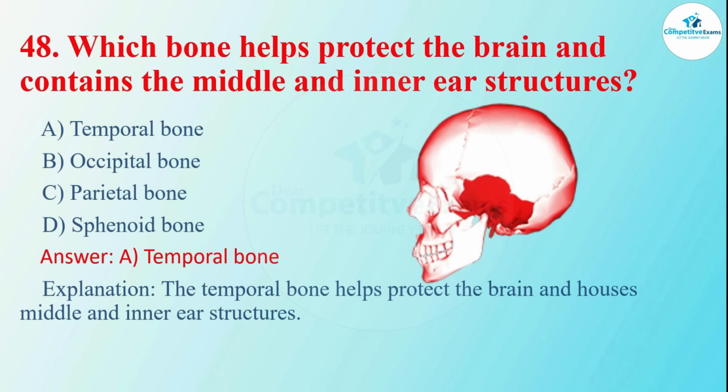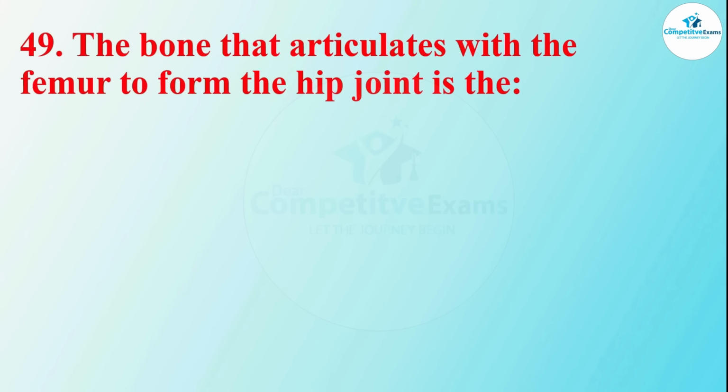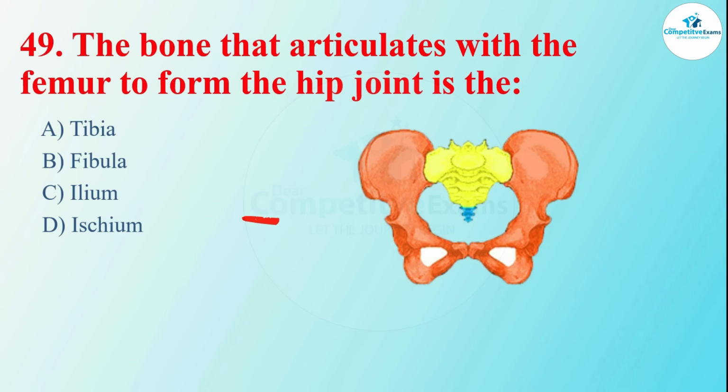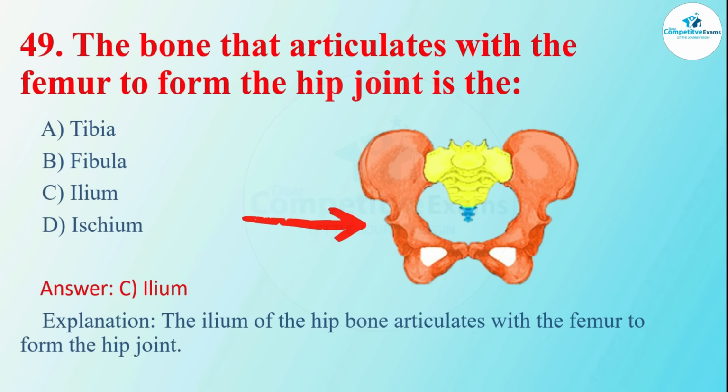Let's move on to question number 49. The bone that articulates with the femur to form the hip joint. What do you call the bone? Is it tibia, fibula, ilium or ischium? The answer is ilium. The ilium of the hip bone articulates with the femur to form the hip joint.